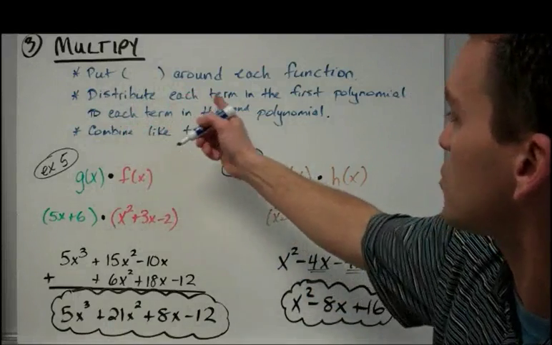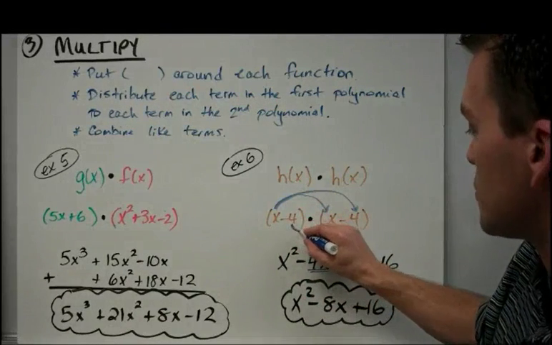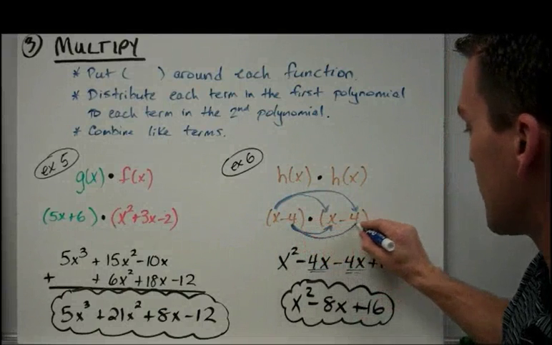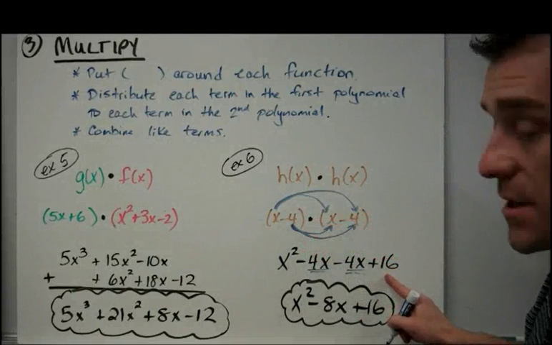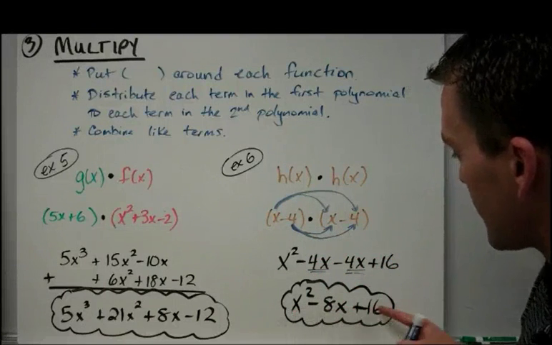And then I go back and do the same thing. Distribute each term in the first. Well, I haven't done this one yet. So I got to take the negative 4 and distribute here, which gives me negative 4x. And take it again, negative 4 times negative 4, which gives me positive 16. So when I combine my like terms, I get negative 8x, and there is my answer.